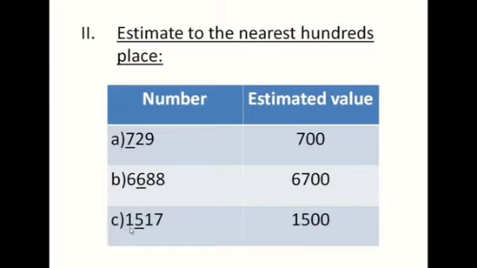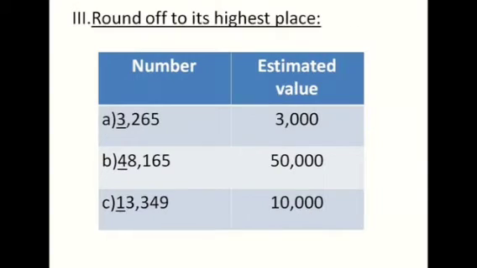Question number C, 1517. 5 is in 100 place. After estimation the value will be 1500. Third main, round off to its highest place.